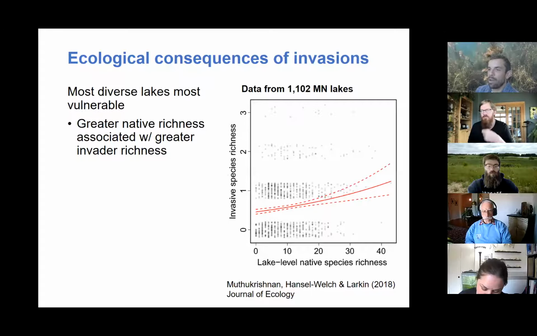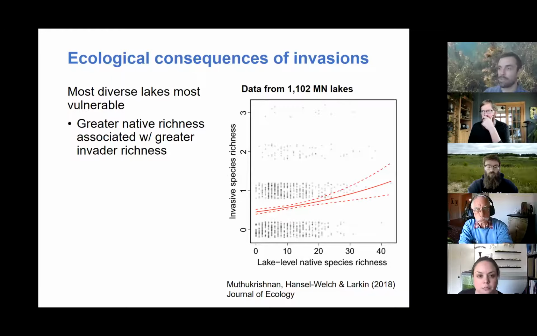So here's some of what we found. One, that the most diverse lakes were most vulnerable. That is, lakes with greater native richness were associated with greater invader richness. And this is a pattern that's been documented in a number of terrestrial habitats. And it's understandable because environmental factors that are making a habitat conducive to native species are also, in many cases, going to make it conducive to non-native species. But it means that those lakes that have the highest plant biodiversity value are also going to be invaded most. So that's at a large spatial scale, at a lake scale.